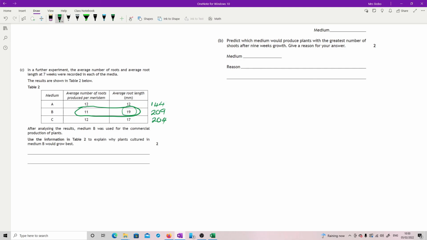Can't decide whether I like that question or not, but it's one of your data handling ones, and that's that one done.